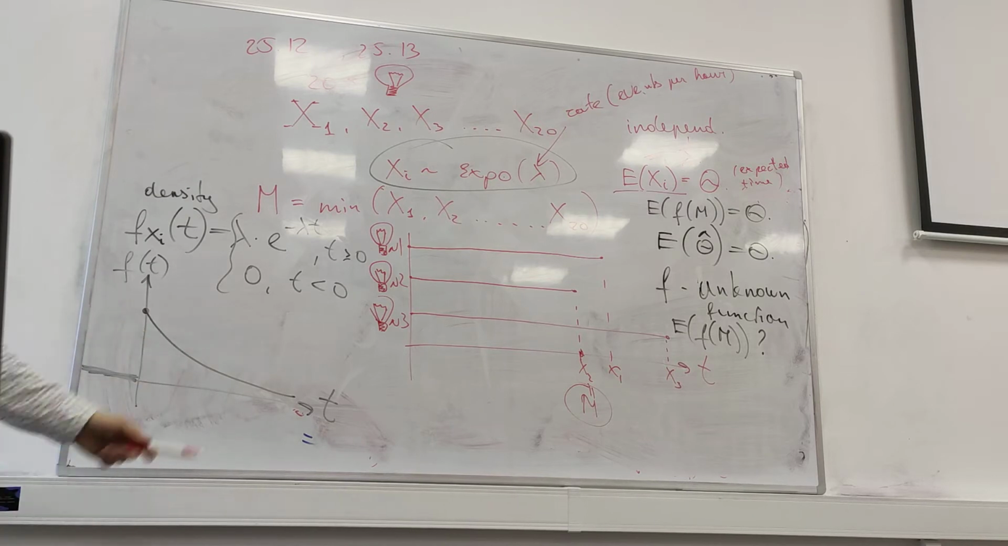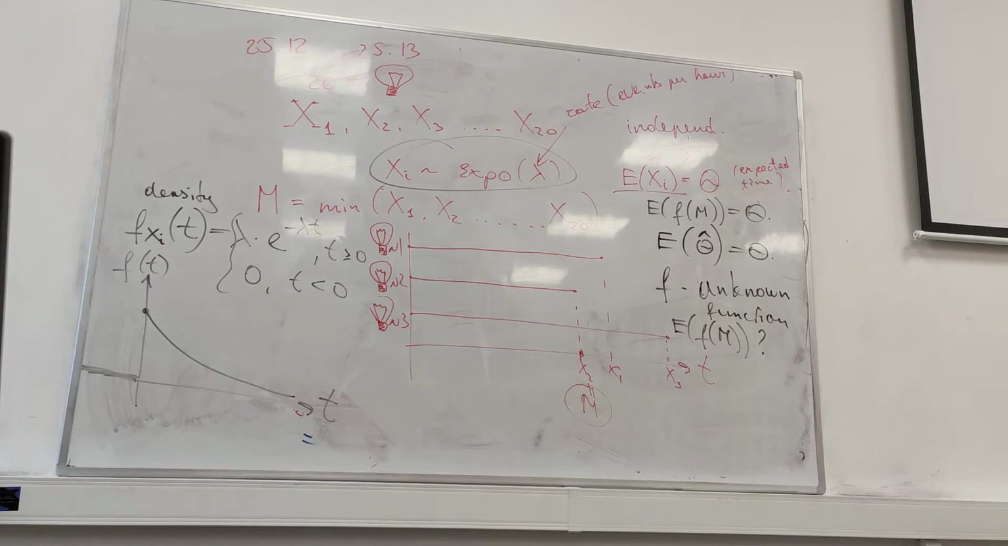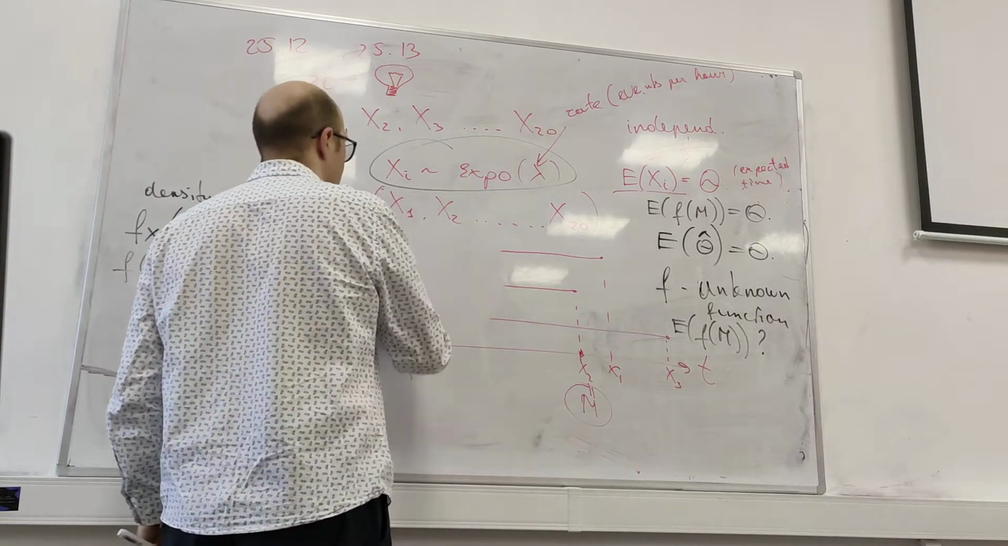And we have another random variable m, which is the minimal value of x1 through x20, and let's find the density of m. What is the density? We know that.